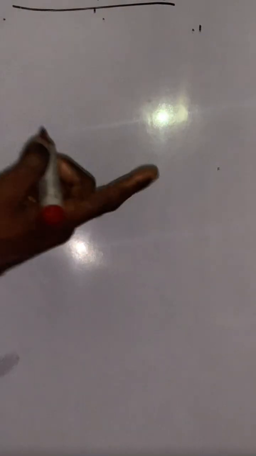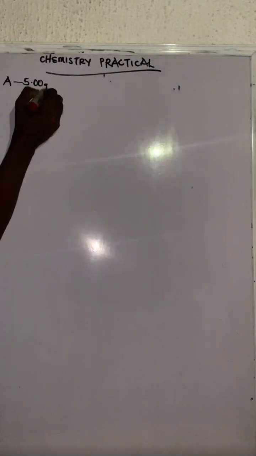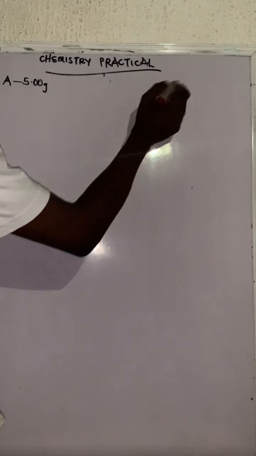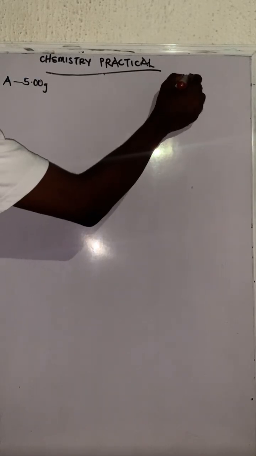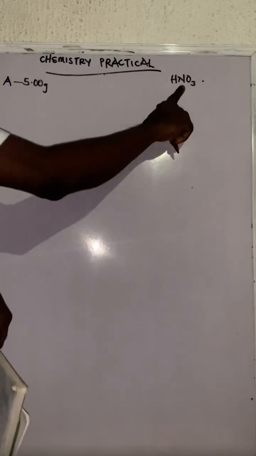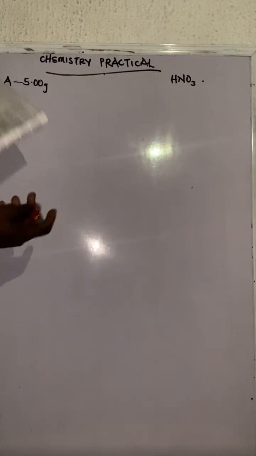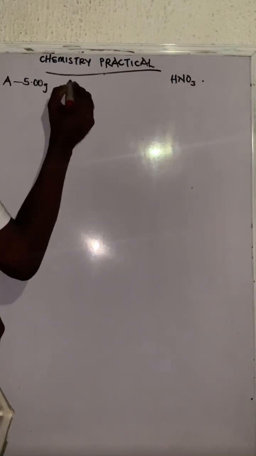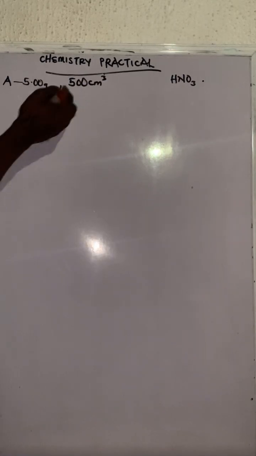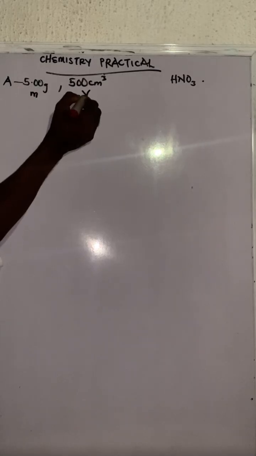In this question they said A is a solution containing 5.00 grams of HNO3. A is acid. If you go and check back, you remember when I was talking about acid, I said there's HCl, there's H2SO4, there's HNO3, there's CH3COOH, ethanoic acid. So there's 5 grams of acid, which is the mass, in 500 cm³, which is the volume of the acid.